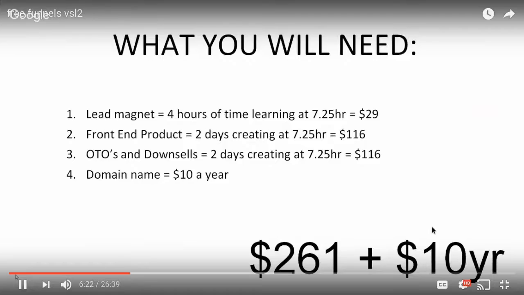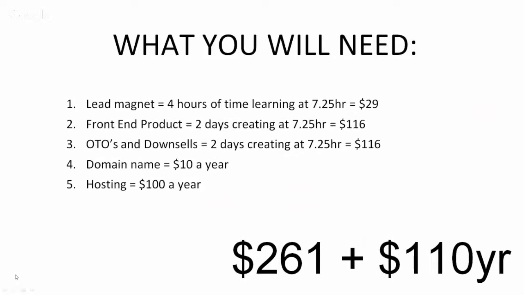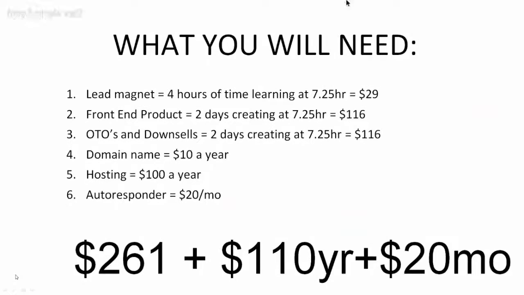Right? Next, you're going to pay for a domain name. That's $10 a year. That's an average price. You might get it a little lower, you might get a little higher, but it's about $10 a year for a domain name. Now you're at $261 in time and $10 a year. Hosting, average of about $100 a year for hosting. You're at $261 in time and $110 a year now. Autoresponder services, average of about.